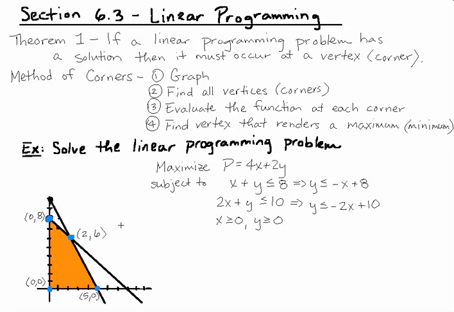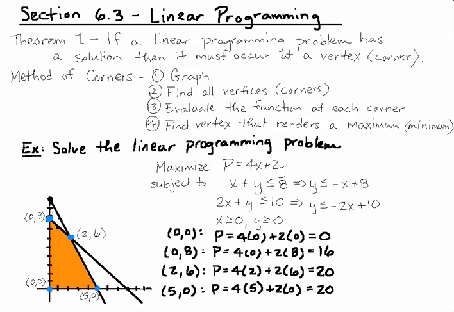Okay, so now we find the vertices. Now all we're left with is plugging in each of those 4 vertices into our function p equals 4x plus 2y, finding out which is the largest value and the smallest value. I've done the calculations for us already. We see that 0 is the minimum. And notice that we have 2 maximums. So since we have 2 of the same numbers, we would say that the maximum is any point that lies on the line joining our 2 vertices, 2, 6 and 5, 0.